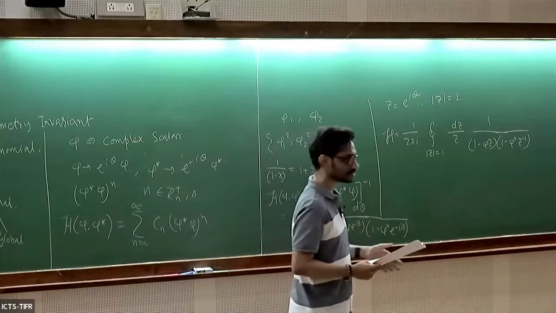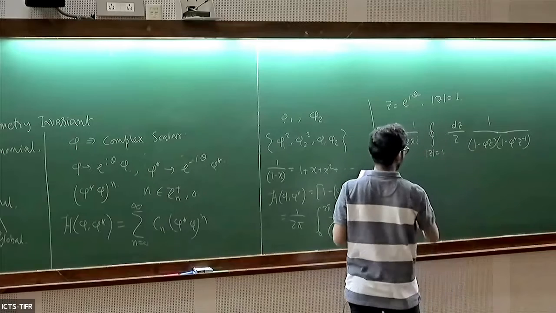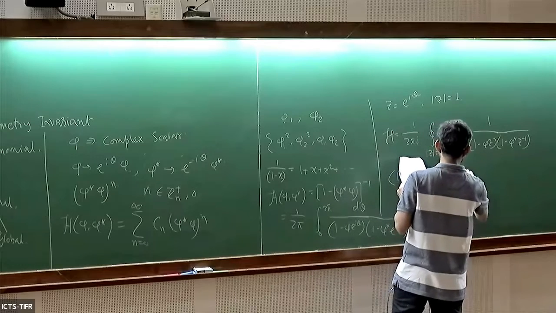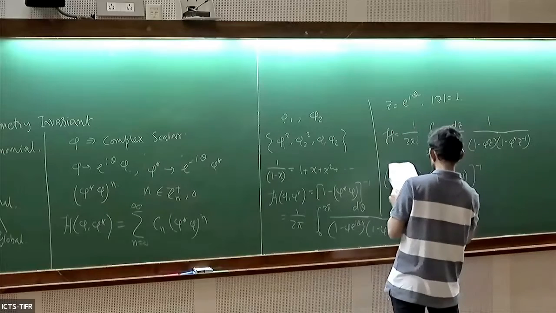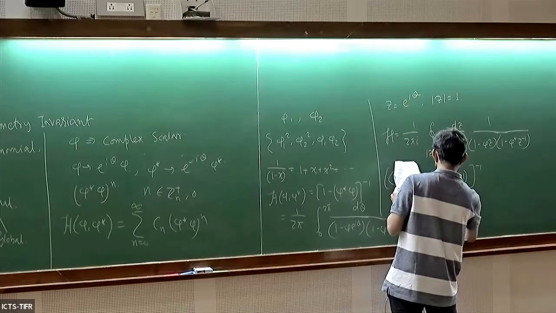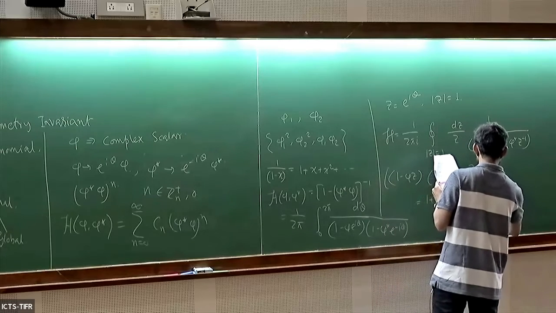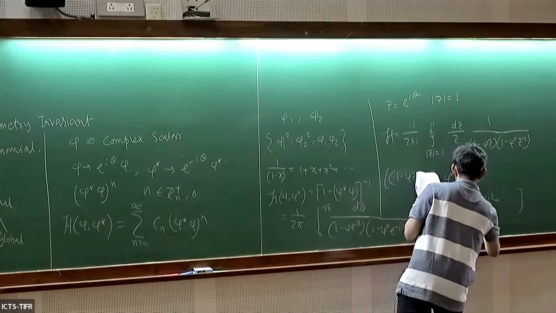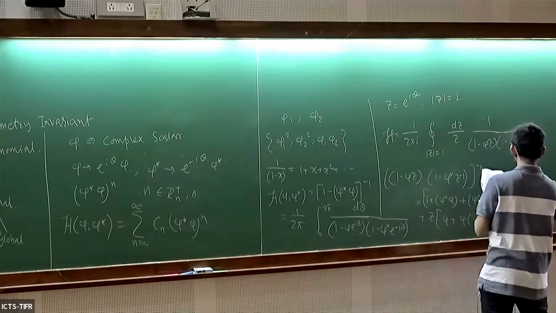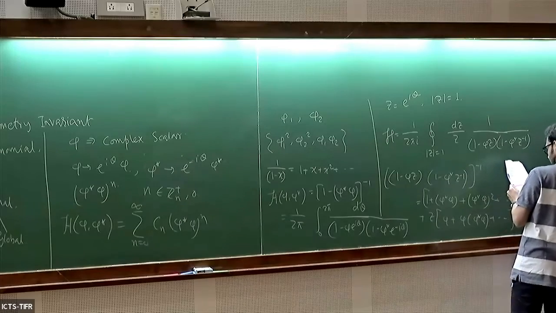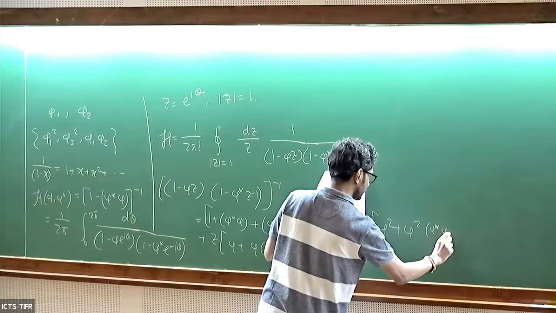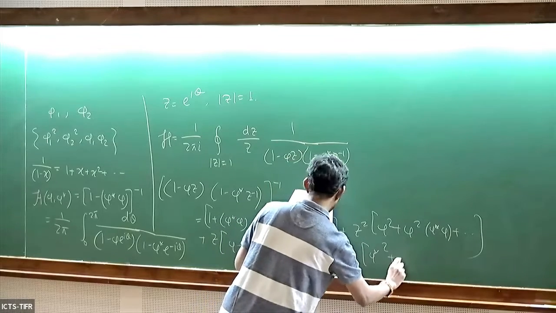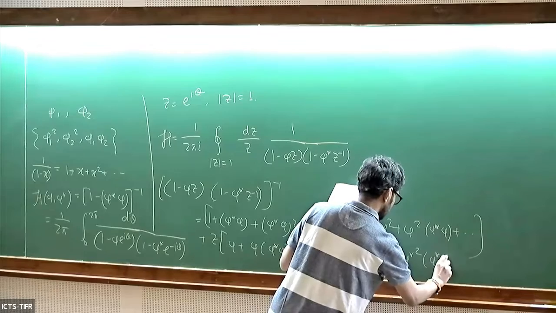Is there another question? No. Okay, so now if you write down 1 minus phi z, times 1 minus phi star z inverse, whole inverse, you can write 1 plus phi star phi plus phi star phi whole square plus and so on, plus z times phi plus phi squared phi star and so on, plus z square phi square plus and so on, plus 1 by z square phi star square plus and so on.